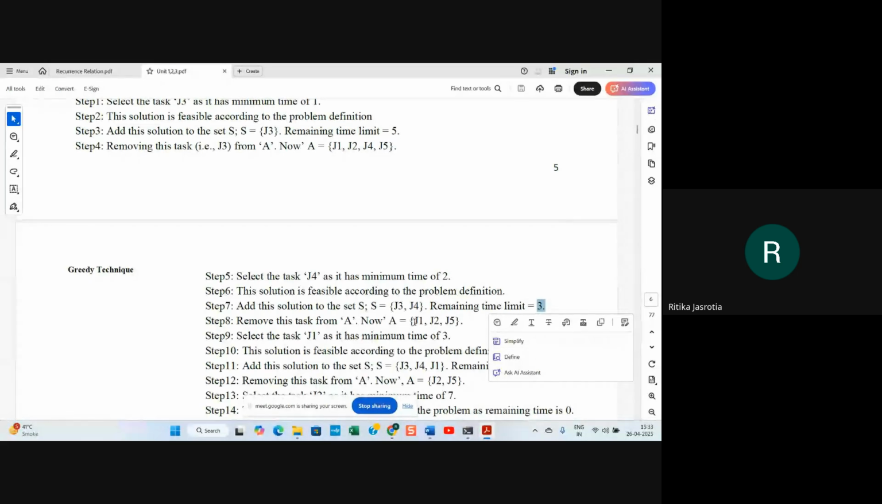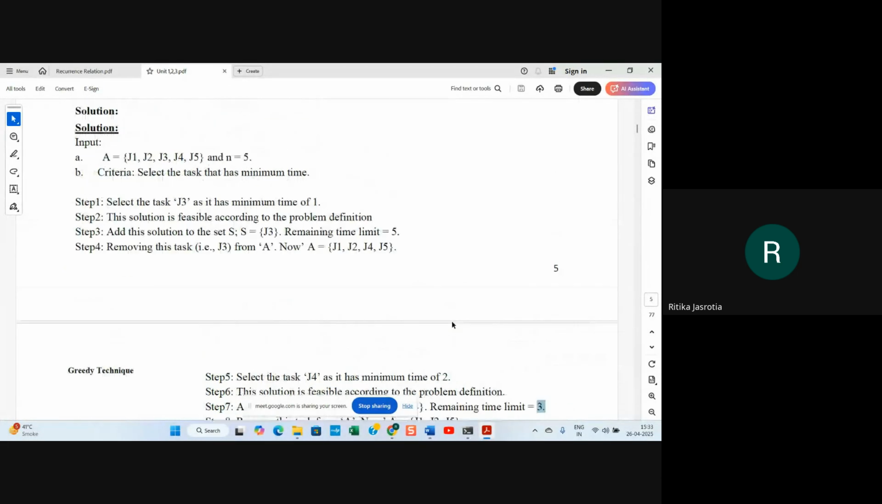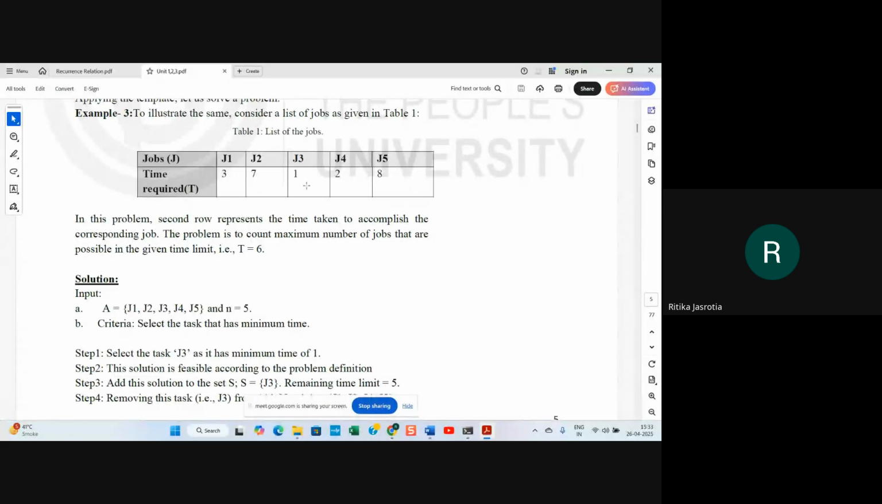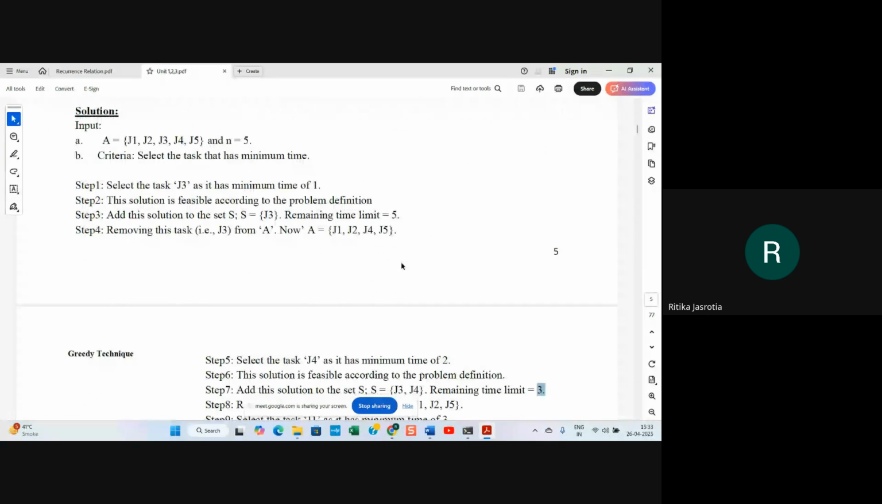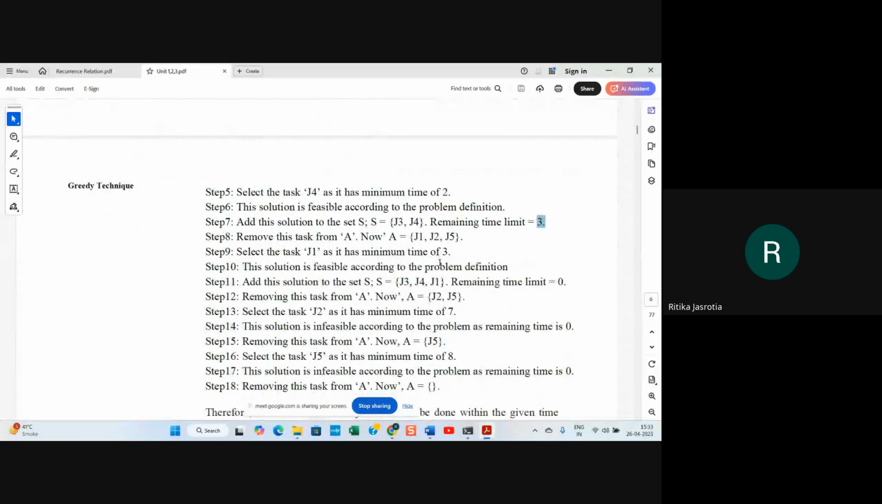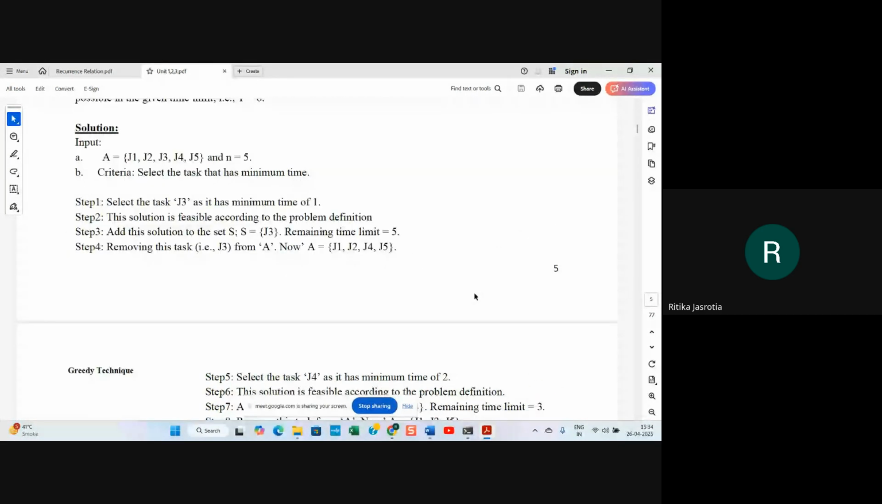Now the jobs left are J1, J2 and J5. From among these, J1 is the least one, 3. So you will select J1, and it is feasible because your remaining time is 3, so it can be completed. You put J1 in your solution set, and the remaining time becomes 3 minus 3, 0. So now your remaining time is 0.